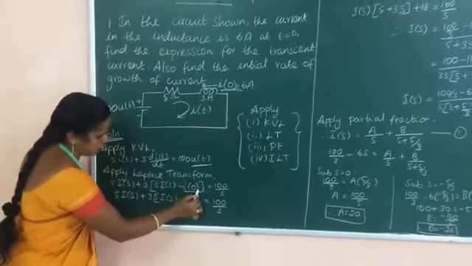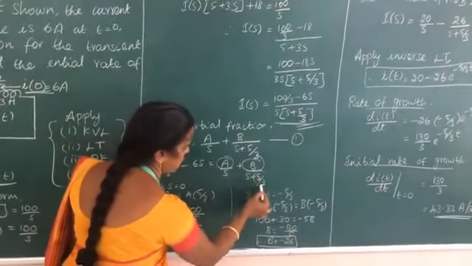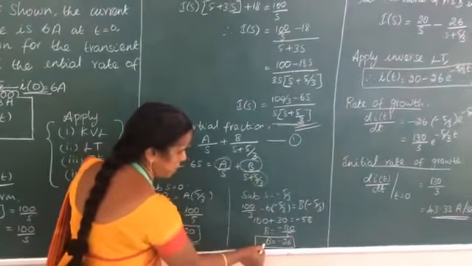So I of s is equal to, since you have two roots in this one, you can write A by s plus B by (s plus 5 by 3). So we have to find the values of A and B. If you substitute s is equal to 0, we get the value of A as 20. If you substitute s is equal to minus 5 by 3, you get the value of B as minus 26. Next, we substitute these two values, A and B, in the first equation. So we get I of s as 20 by s minus 26 divided by (s plus 5 by 3). So we have completed the third step.